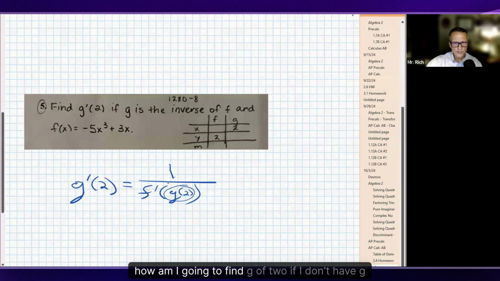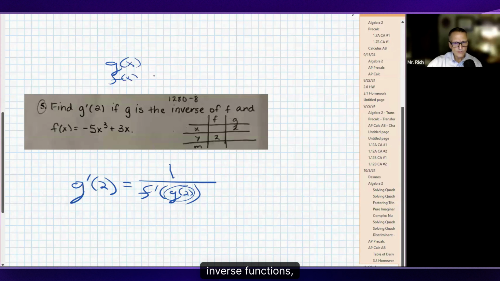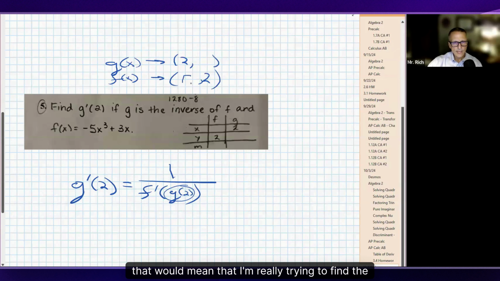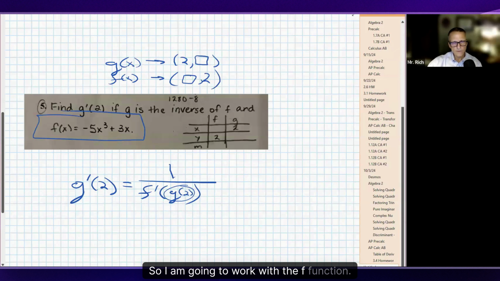And you may say, well, how am I going to find g of 2 if I don't have g of x? Well, if f and g are inverse functions, g of 2 is asking us to find the y value when x is 2 in the g of x function. But since they're inverses, that means I'm really trying to find the x value when the y is 2 in the f of x, because whatever this number is here, it's going to be the same number here. So I am going to work with the f of x function.